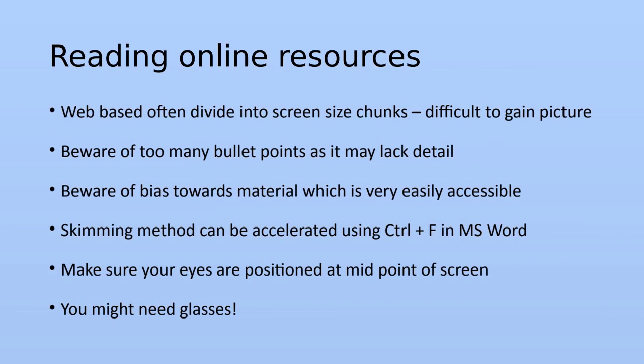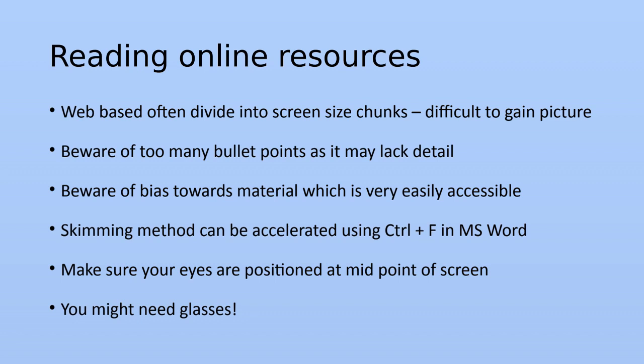We all read online now, and web-based material is often divided into screen-sized chunks, so it's sometimes difficult to gain the bigger picture. If you're reading it on actual paper, sometimes it's much easier to see, because your eye can follow one bit, and then you've got a book and you turn the page, or like an article. But if you're reading it online, once it disappears out of your sight, you move on to the next bit. It can be a little bit more difficult.